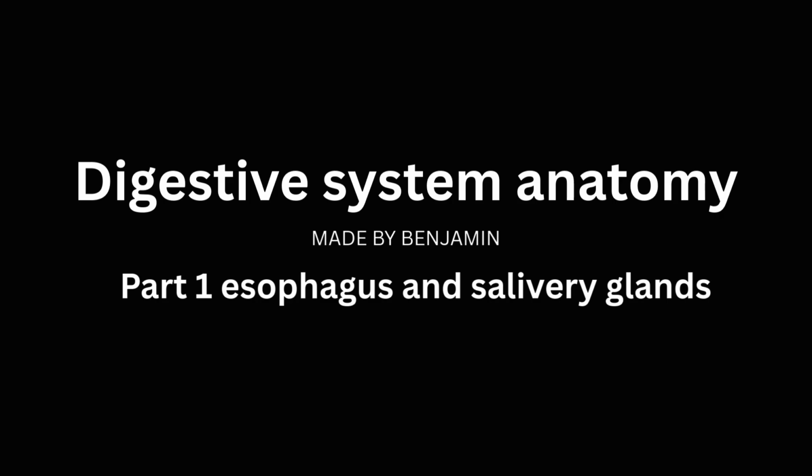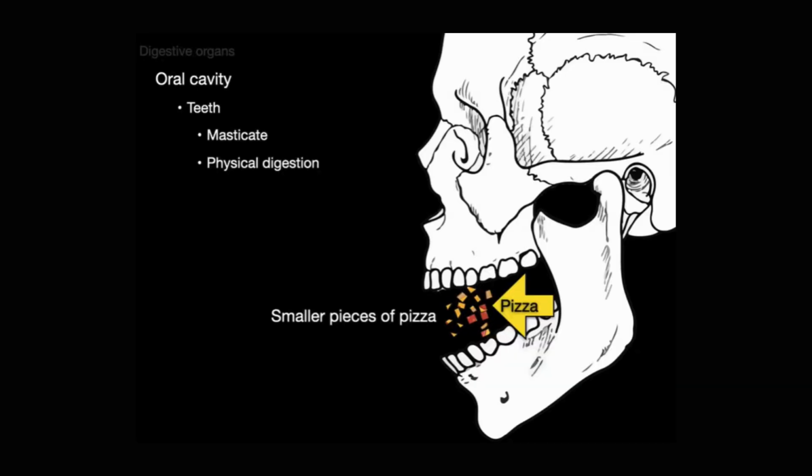Hi, guys. So today we will be doing a new topic called the digestive system anatomy. There will be several parts to this. In the first part of today's video, we're going to look at the esophagus and the saliva glands. For example, we eat a pizza. We use our mastication. Mastication is basically the process of using our teeth to physically break down the pizza into smaller pieces.